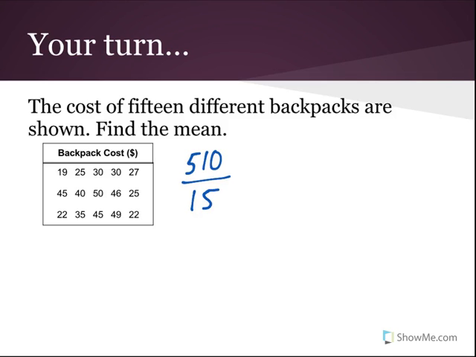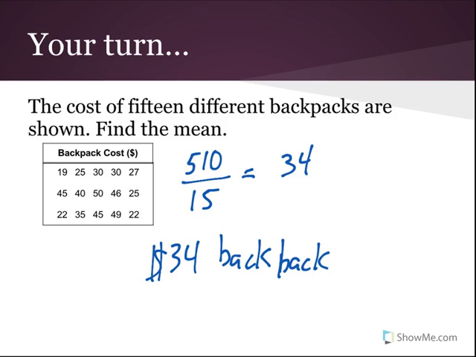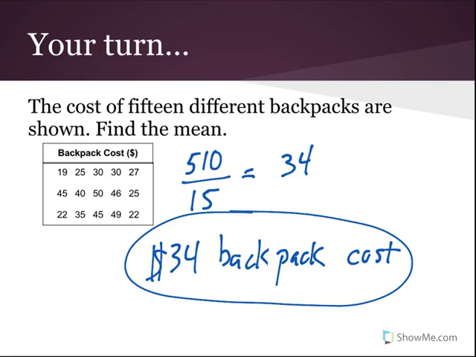All right, you had a chance to work this. So when you added all those data items together, you should have gotten 510, and there are 15 data items. So when you divide 510 by 15, you get 34. Okay, now what does 34 represent? Well, 34 represents the average backpack cost. So $34 backpack. Uh-oh, I misspelled pack, didn't I? I'm sorry. Trying to talk and do something here at the same time. Average backpack cost. So $34 is your backpack cost. All right, how is that for the mean?